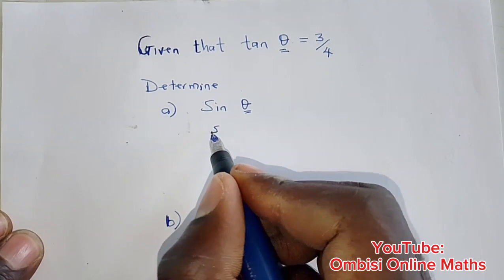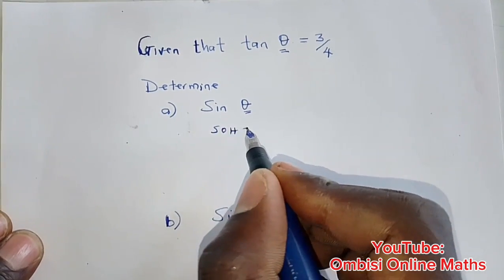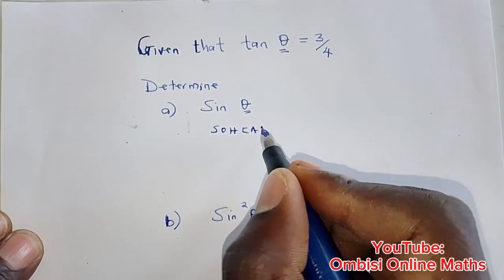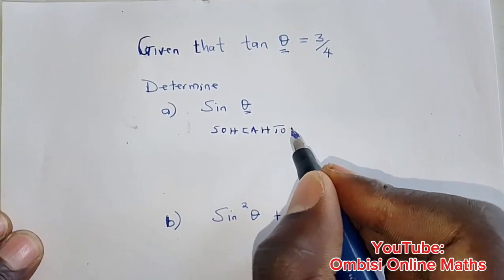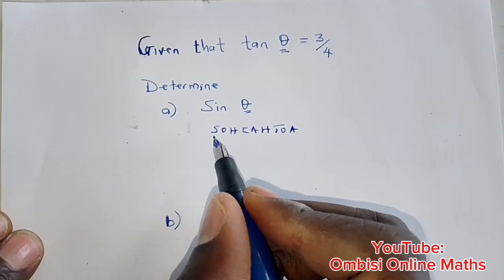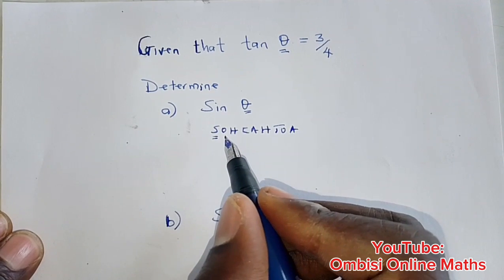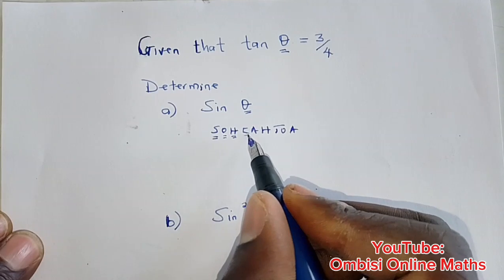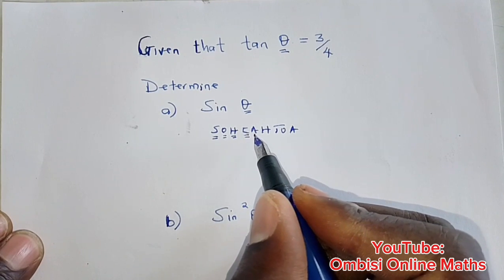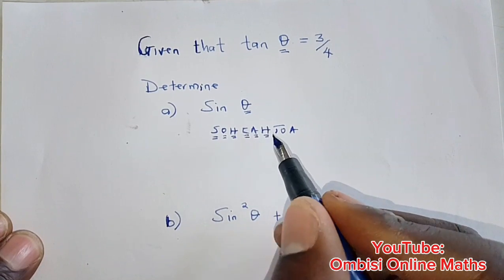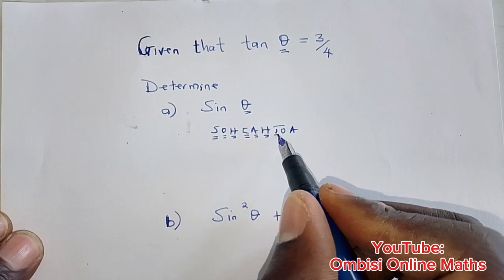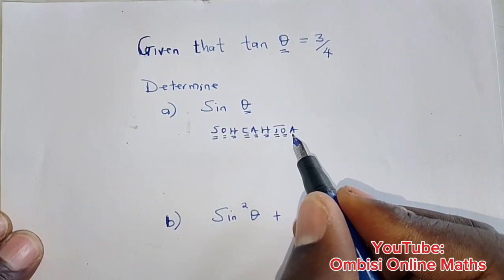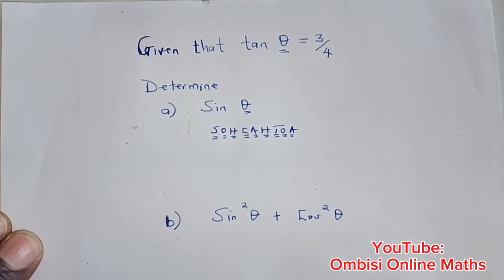Now here, it is important to remember SOHCAHTOA. What does SOHCAHTOA stand for? SOHCAHTOA means that if you want to find the sine of an angle, you will take the opposite over the hypotenuse. If you want to find the cosine, you will take the adjacent over the hypotenuse. Then if you want to find the tangent, you will take the opposite over the adjacent.